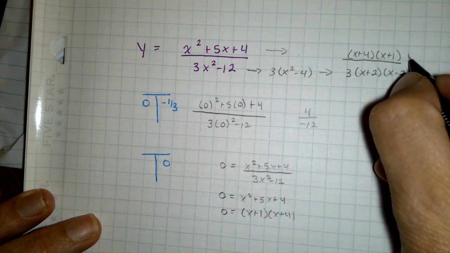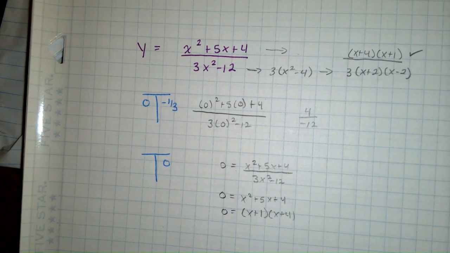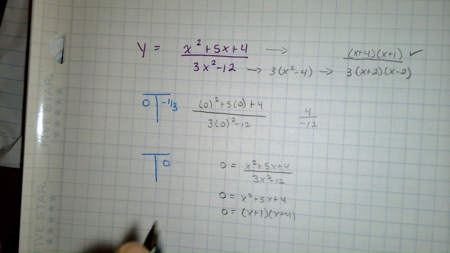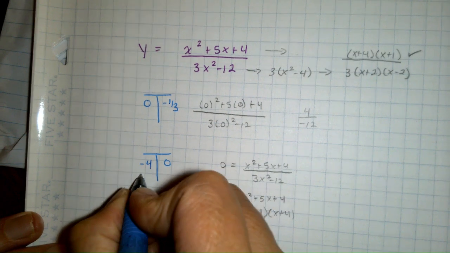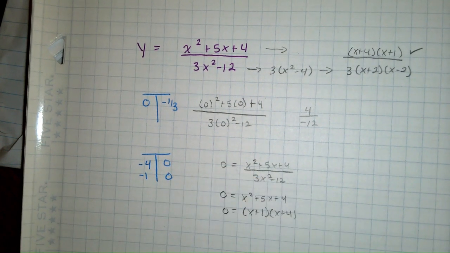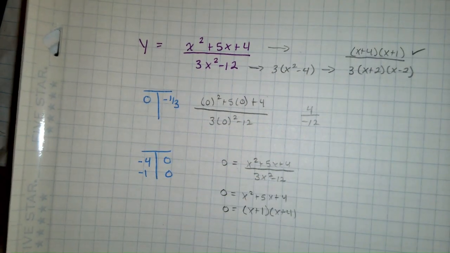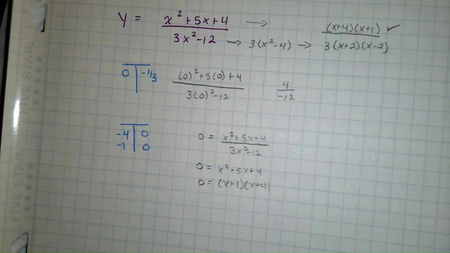Hey, that factored form from right there? Yeah. So we're getting 2 zeros, it looks like. Negative 4 and negative 1. Now we have to be careful that they're not domain errors. So let's double check our domain errors.